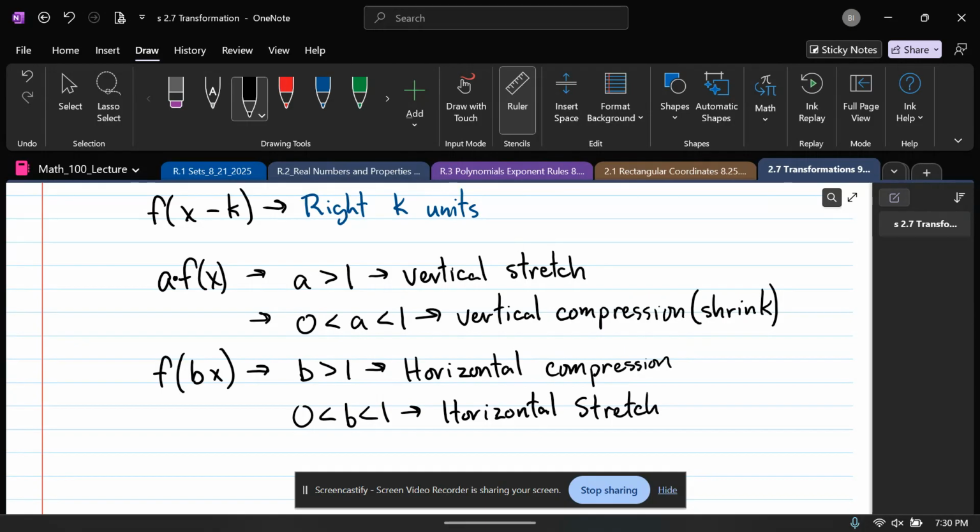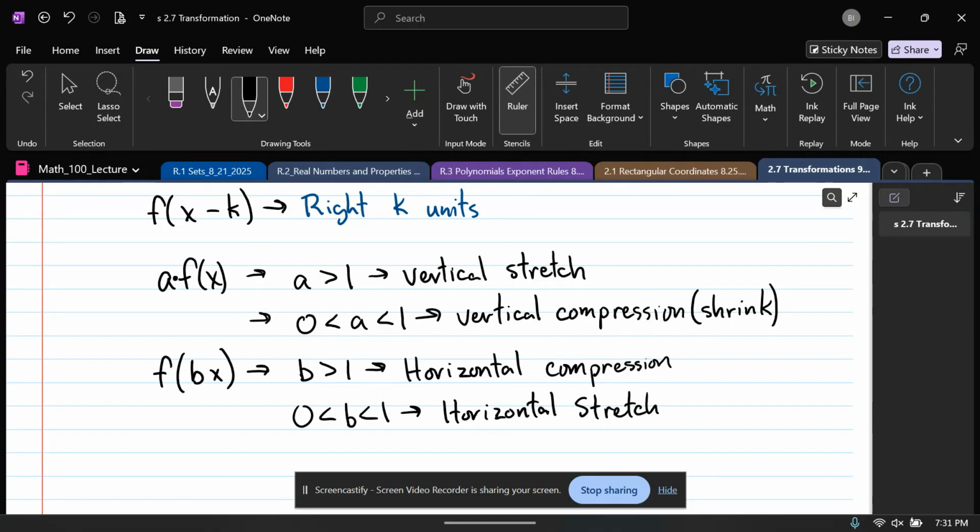That's going to spread it out. So the thing that comes into play here is if you rely on the graph only and not the equation, a horizontal compression and a vertical stretch look like the same thing on a graph. But the equation is much different because of where the multiplier is.